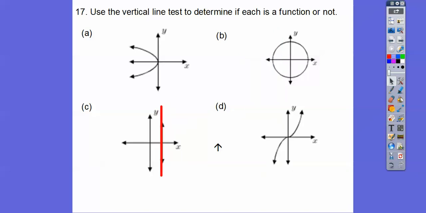No, this line right here intersects it in infinitely many spots, all on this line that goes straight up and down. This one's the only function. That graph only hits that line in at most one spot. So no, yes. Okay. All right.